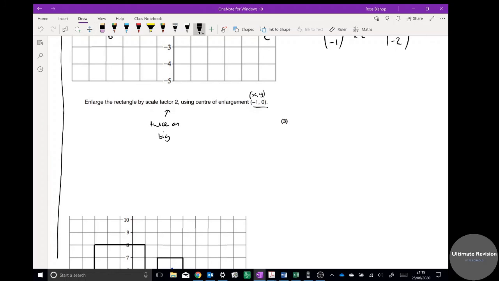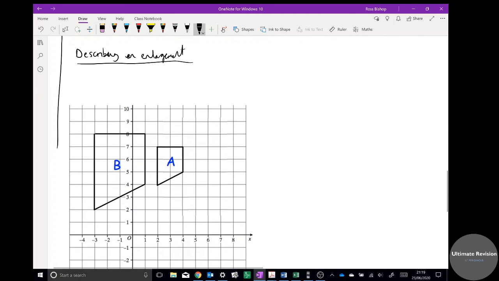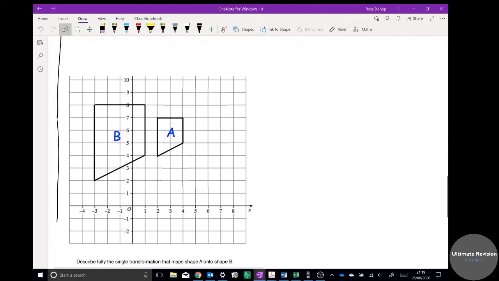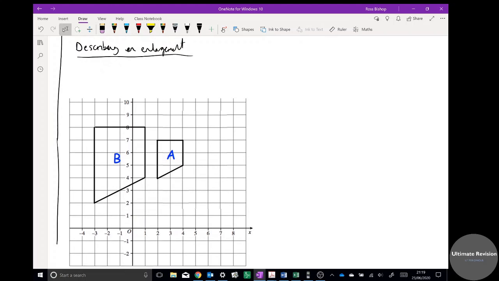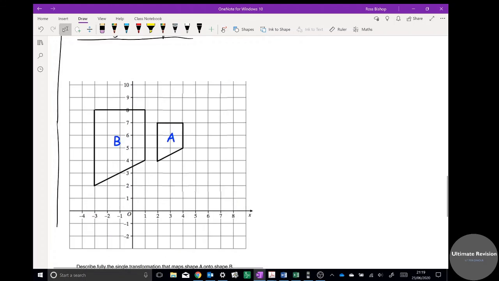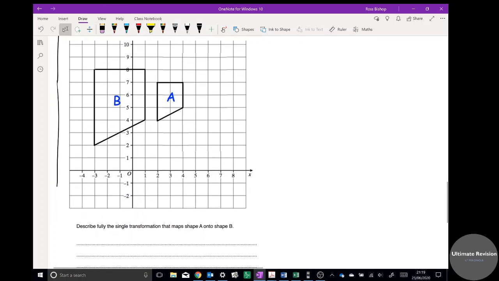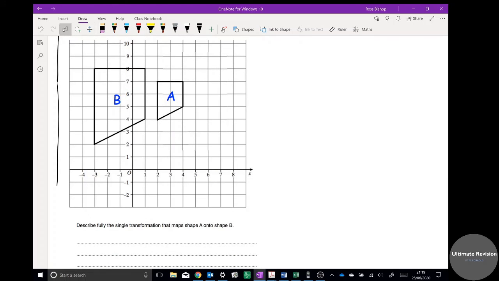Right, the final bit, which concludes enlargement, so describing an enlargement. And we've got this shape here. If you've got squared paper, it is worth copying these up so you've got really good examples in your book. Okay. So it says describe fully the transformation that maps.